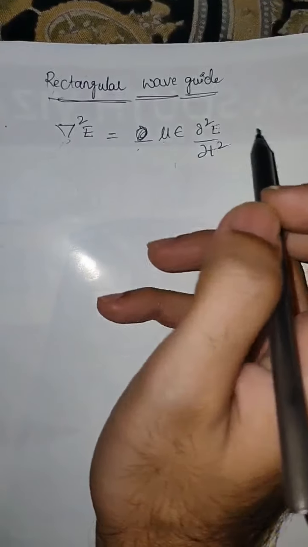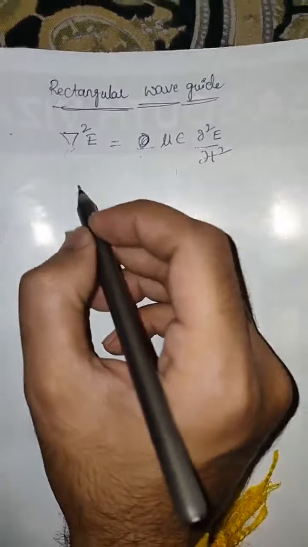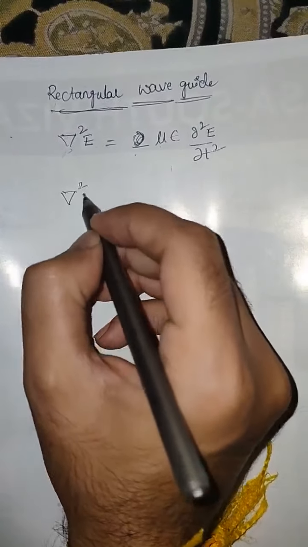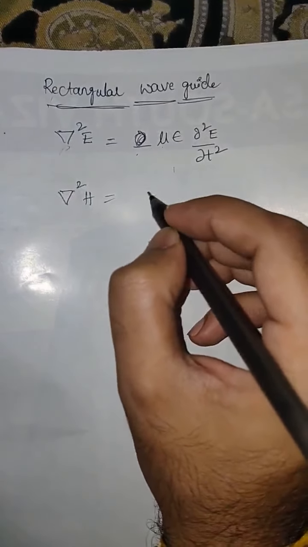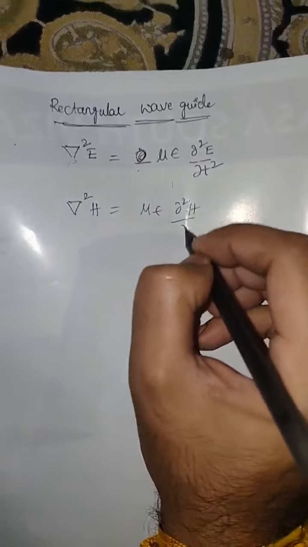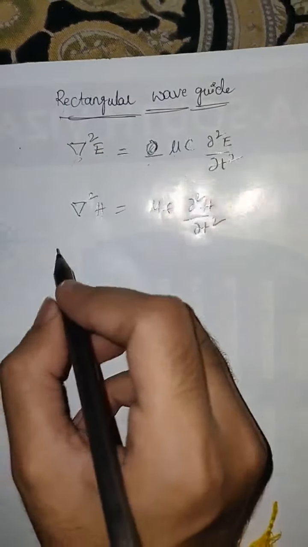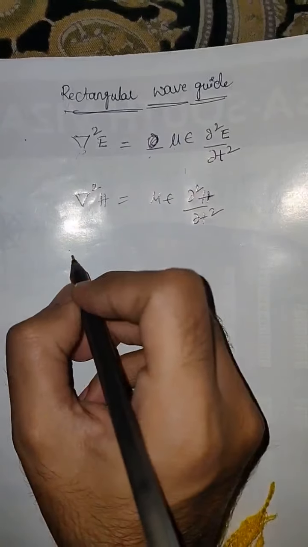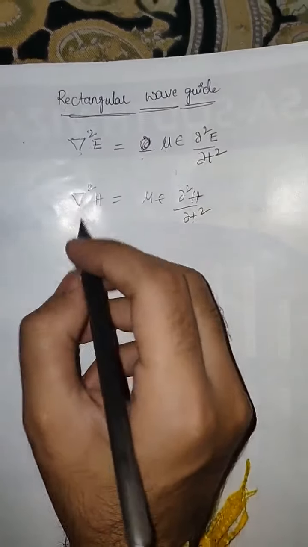del square E is equal to mu epsilon dou square E by dou t square. Similarly, this is for the electric field, and we write for the magnetic field, which is similar to the electric field: del square H is equal to mu epsilon dou square H by dou t square. From the first electric field equation, we can write it in terms of del square in the Cartesian coordinate system. So the E is present along the Z direction.